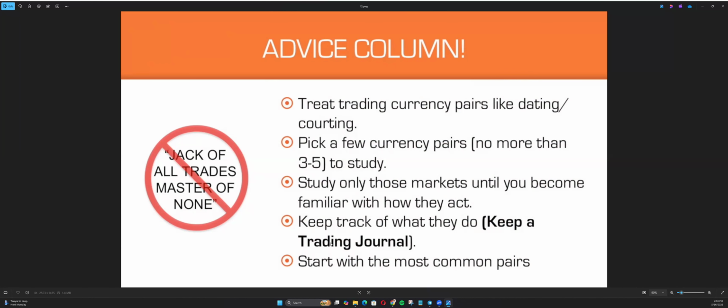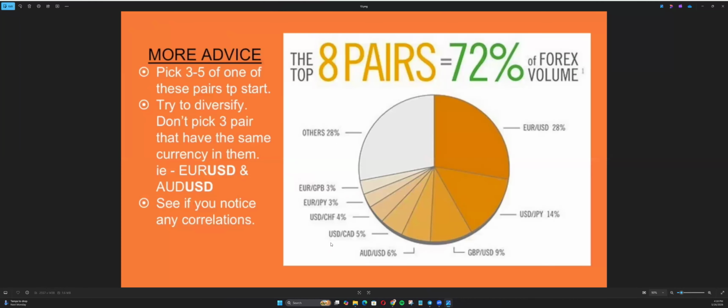It says start with the most common pairs, like Euro USD and AUD USD and even GBP USD. The pairs that are not too stressful, they are not too volatile, they are easy to trade. So pick 3 to 5 of these pairs, that is the major pairs, to start with.